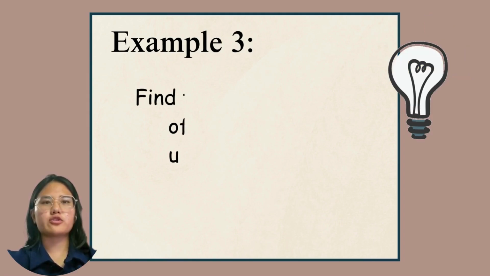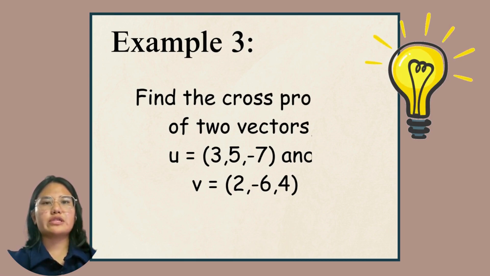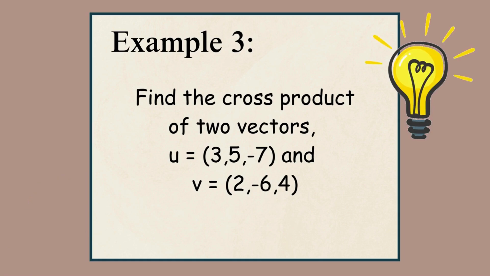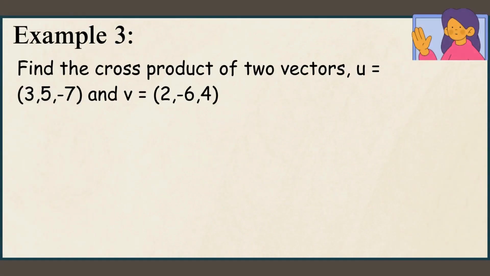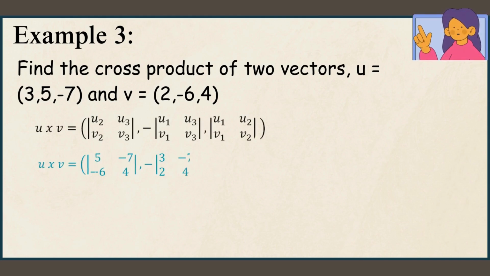Let's find the cross product of two vectors. u equals 3, 5, negative 7. v equals 2, negative 6, 4. The cross product u times v can be calculated using the determinant notation formula. Now, we can find each of these determinants.